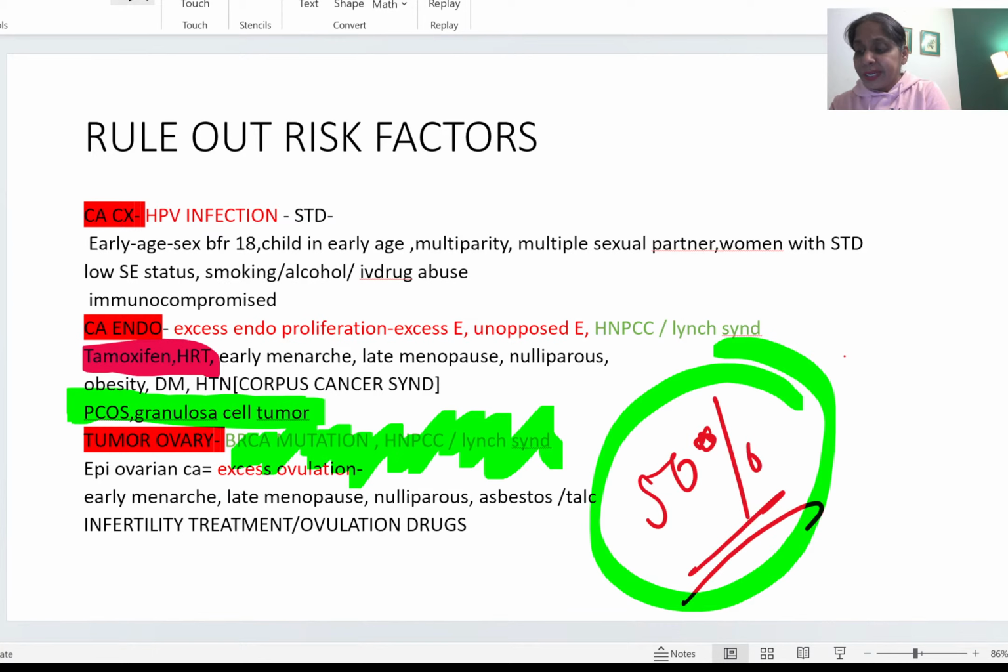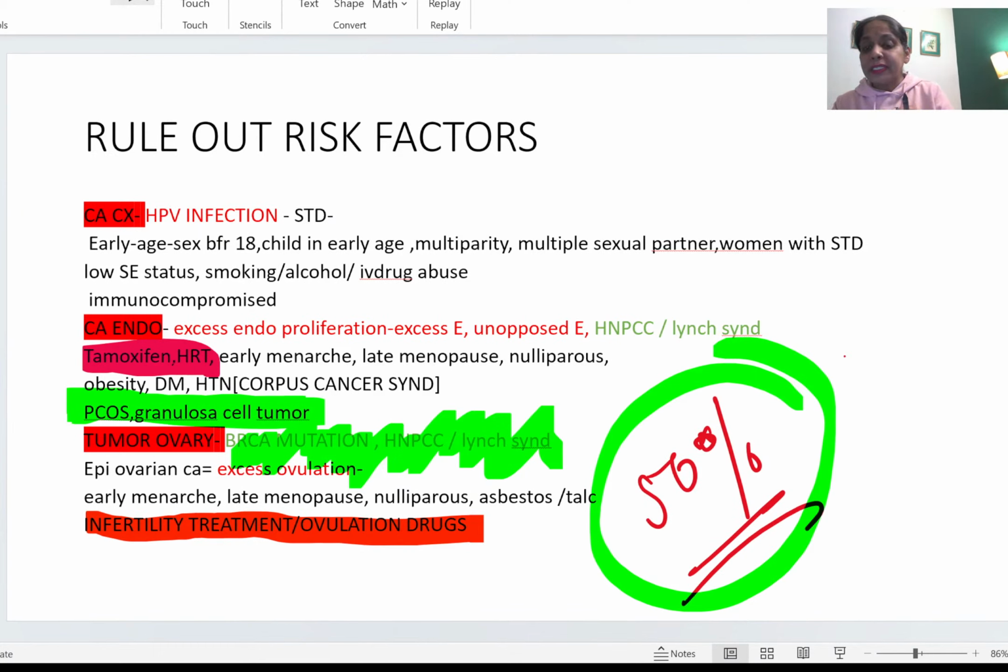The more ovulation the lady undergoes, the higher the risk. So if the lady is having early menarche and late menopause, or if the lady is nulliparous, because in pregnancy ovulation also stops, right? Another important factor is infertility treatment.